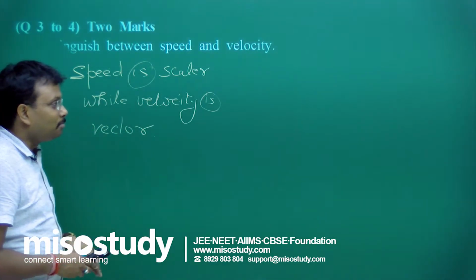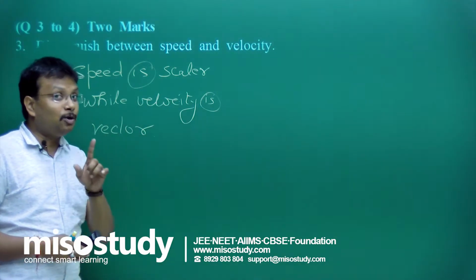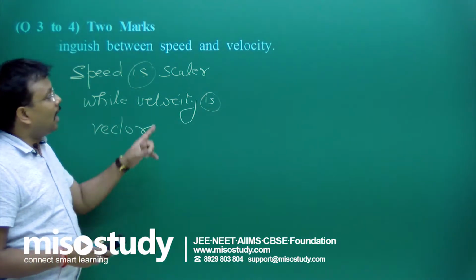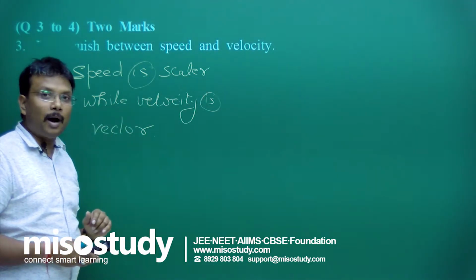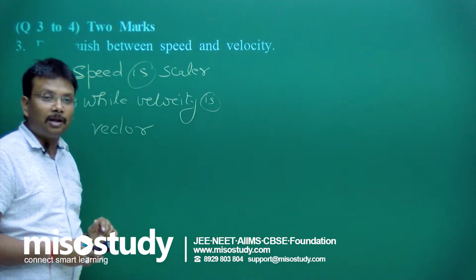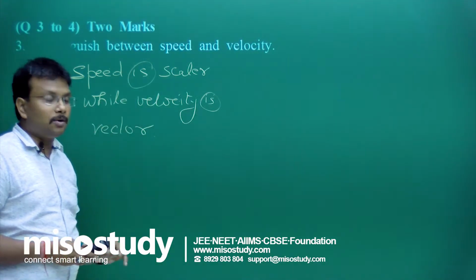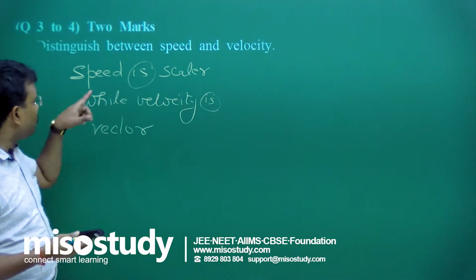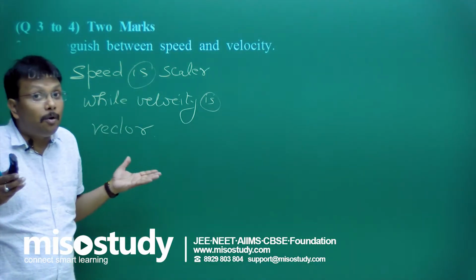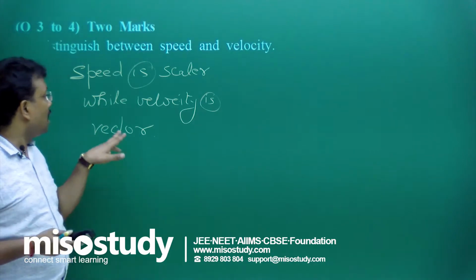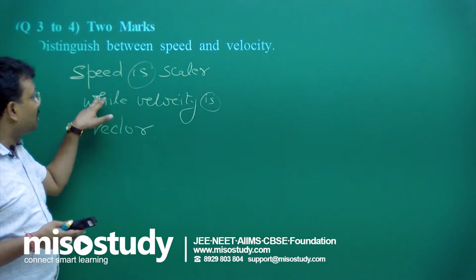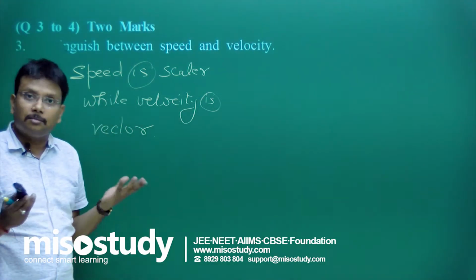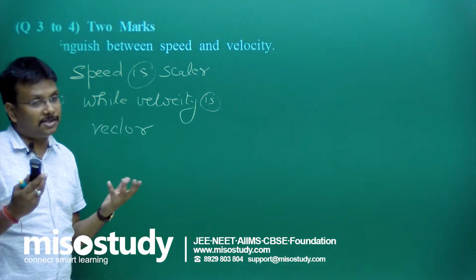But if you are intentionally trying to waste your time, then what you will do? For velocity direction is required, for speed direction is not required, speed cannot be negative, velocity can be negative. There is no point in writing this. The moment you said speed is scalar, it means without direction, only magnitude. And velocity is vector, understood, it has direction. Fine.